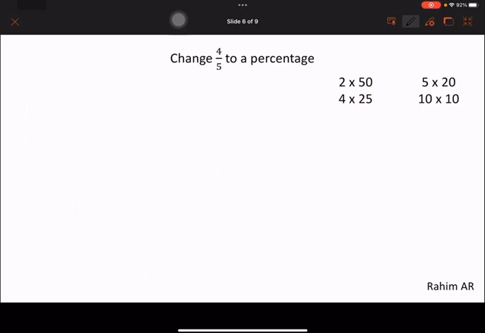Change 4 over 5 to a percentage. Since here we don't have any pictures, but we have the fraction given to us, we can just write down 4 over 5. Okay, look here, the denominator is 5. Therefore, we have to change the denominator first. We have to change it into 100. Okay, so how are we going to do it?